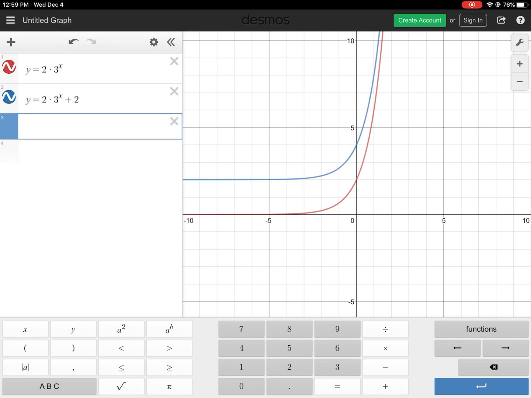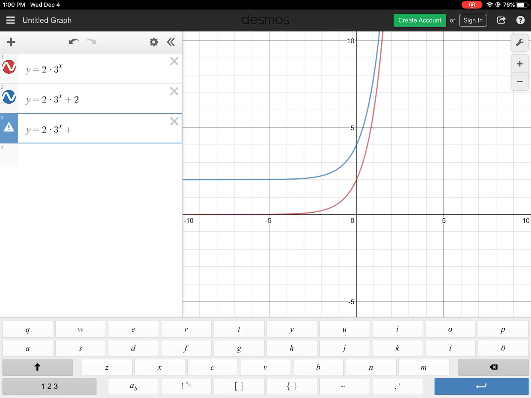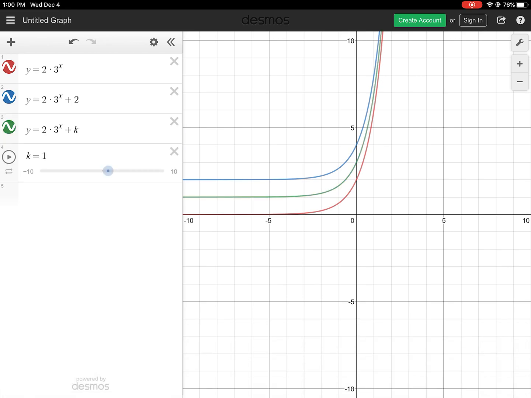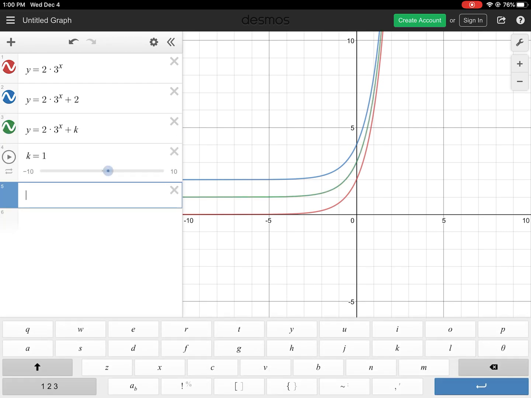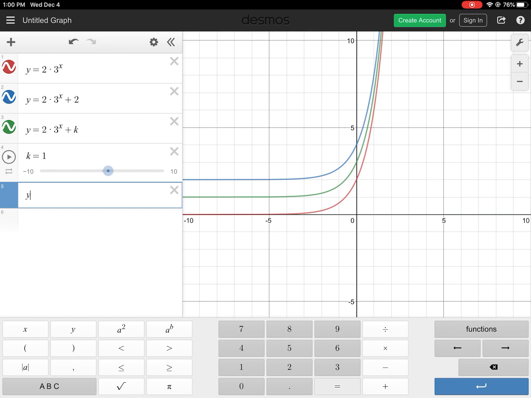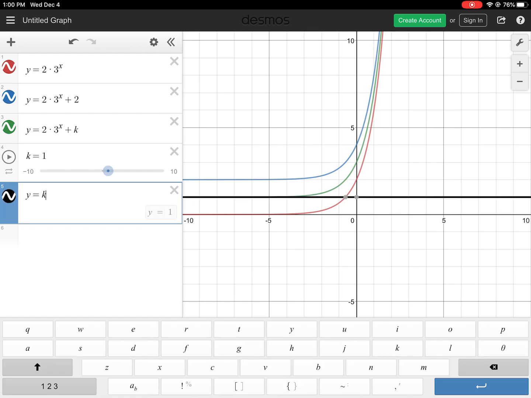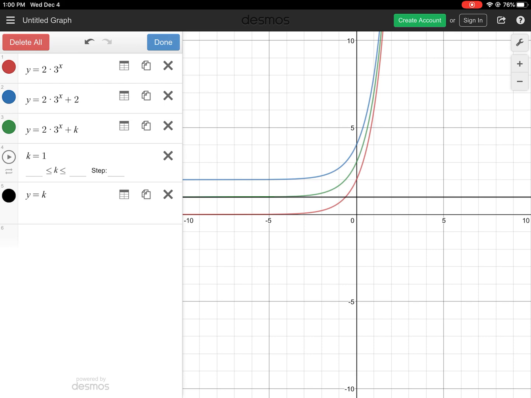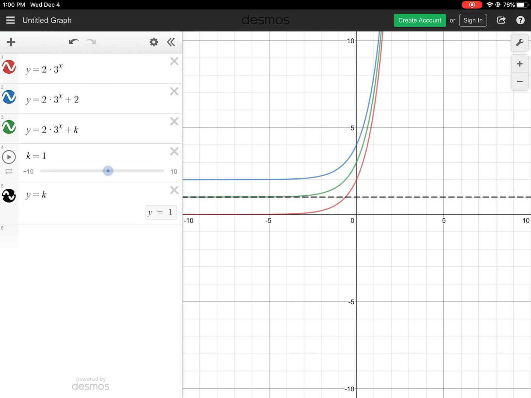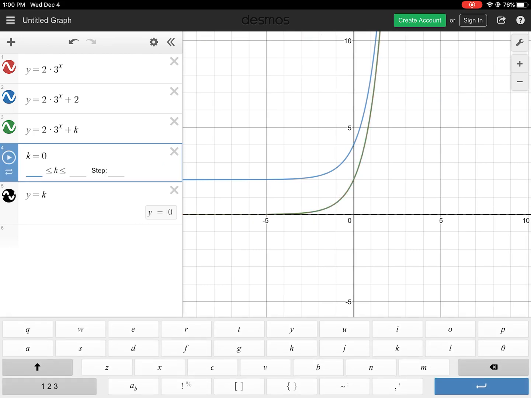And down here, let's do this. y equals 2 times 3 to the x. And this time we're going to go plus c. Or actually k is what we really should say. So let's add that slider k. And I'm also going to go like this. y equals k. And we're going to make that into a dashed line. Maybe. There we go. Okay. So let's move that down to 0. Actually, let's adjust that.